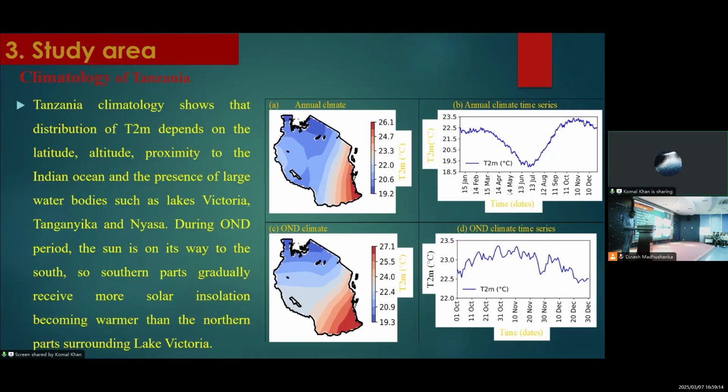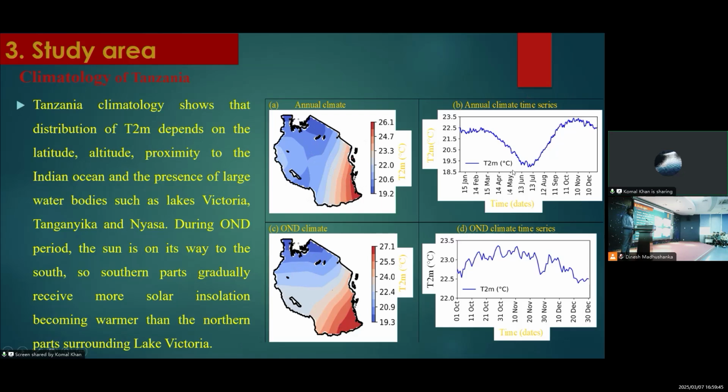For OND, we see the warmer region is more to the south. Why? Because during OND, the sun is in the southern hemisphere, so we expect higher temperatures to be observed in the southern part. As you can see, this is OND, and the northern part is relatively cooler as compared to the southern.